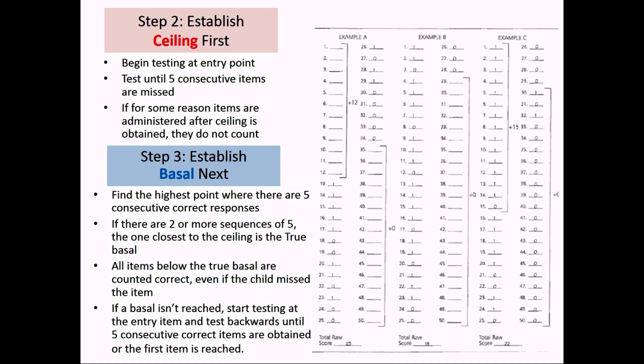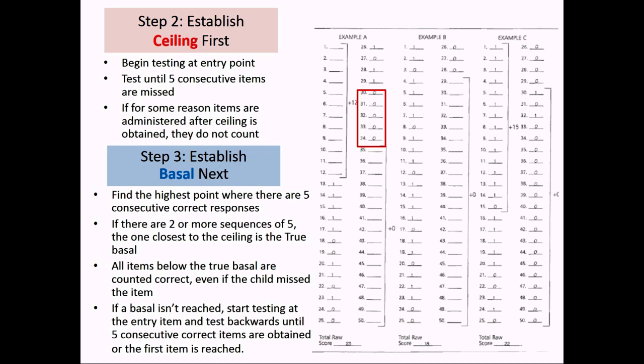Now we have to know when to stop. So you begin at your entry point and you test until 5 consecutive items are missed. If for some reason items are administered after that ceiling is reached, they do not count. So let's look at example number 1. We're looking for the point where the child misses 5 in a row. And it occurs right there. So that is your ceiling.